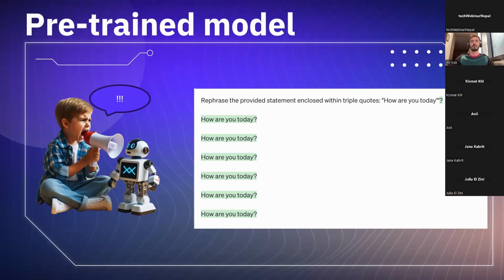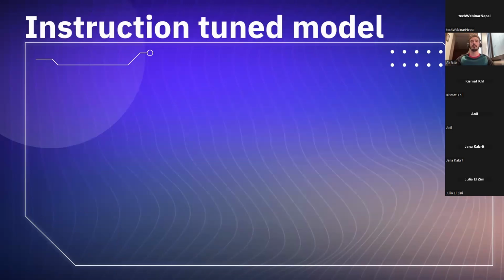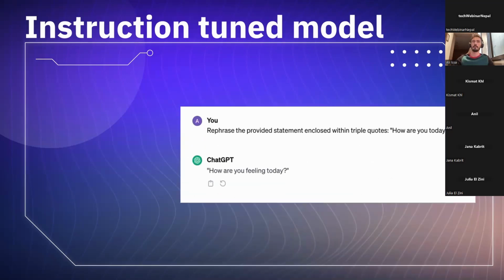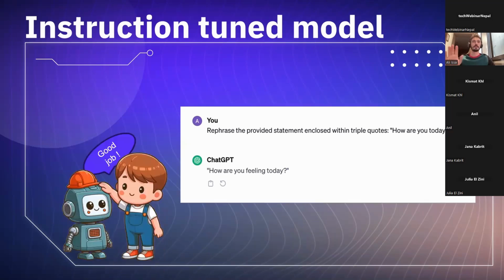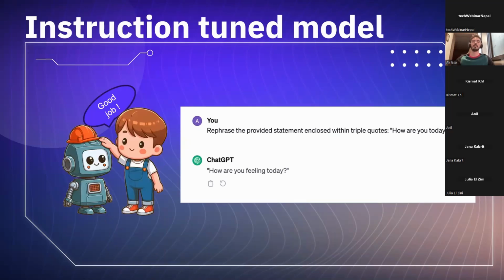So to let the model follow our instruction, we need to perform something called instruction fine-tuning, which is basically preparing a data set composed of some instructions and an output. And during this fine-tuning, the model will be able to follow our instruction. So a small example, I repeated the same input with ChatGPT. I asked it to rephrase the provided statement enclosed within the triple quotes, how are you today? And the model was able to return the correct answer, which is, how are you feeling today? And this was just a quick note to pay attention and differentiate between pre-trained models and instruction-tuned models.